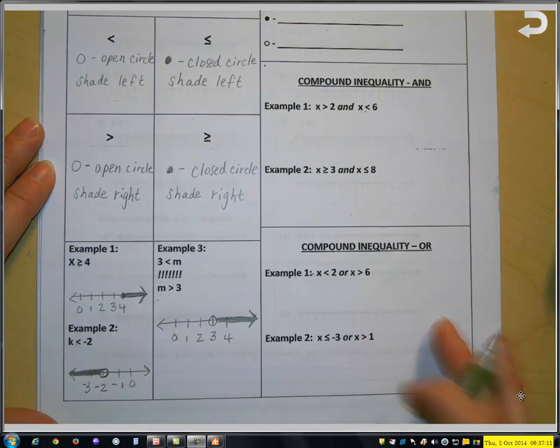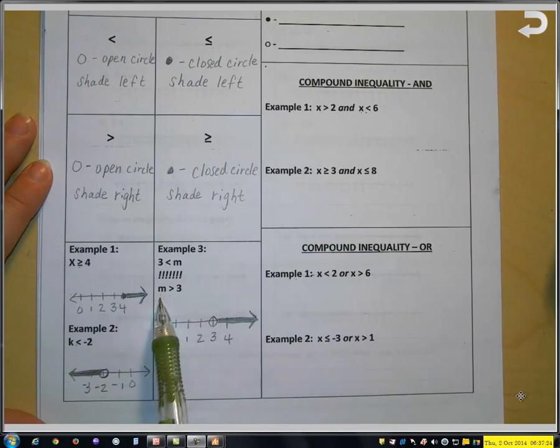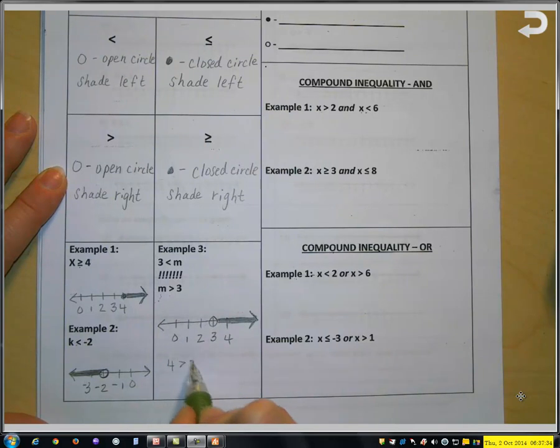Okay, so if we go back to our graph, the shading represents the solution set of the inequality. All of these numbers to the right of 3, when we put them into the inequality, would make it true. So let's pick a number that's to the right of 3, well 4, and let's replace the m with 4. So 4 is greater than 3. That is true.